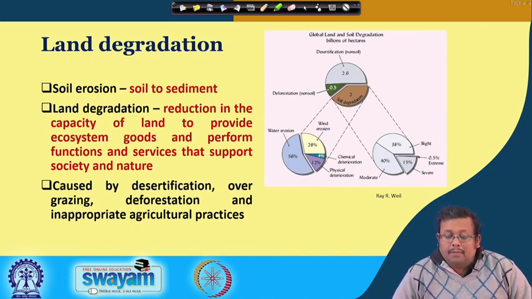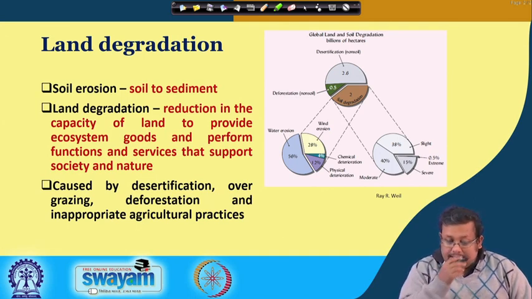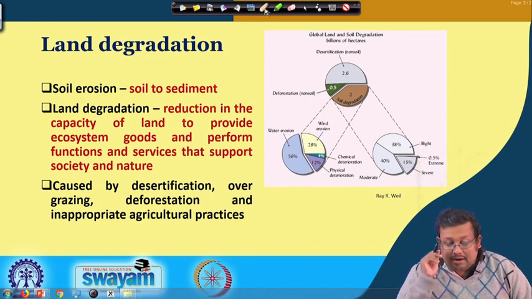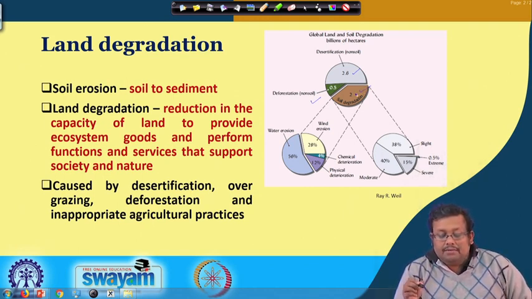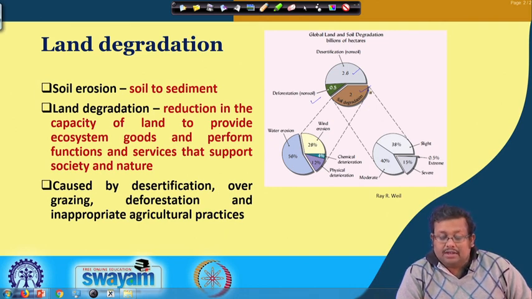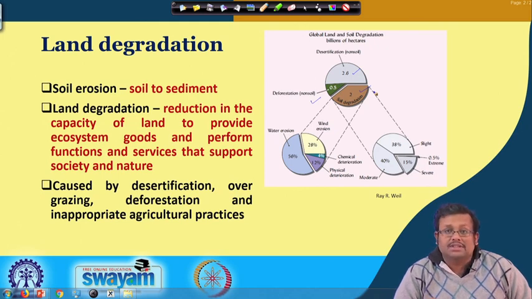If you see the global land and soil degradation trend in billions of hectares, you will see that the three major factors for global land and soil degradation are non-soil desertification, non-soil deforestation, and finally soil deforestation. In billions of hectares, about 2 billion hectares of land is undergoing soil degradation, and the soil degradation is again divided into different causal factors.